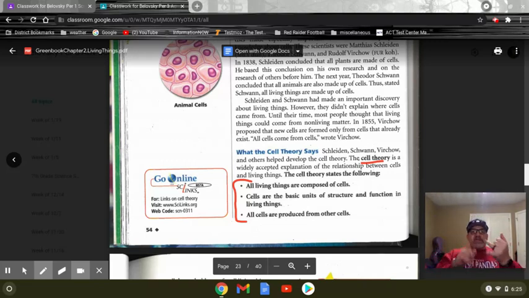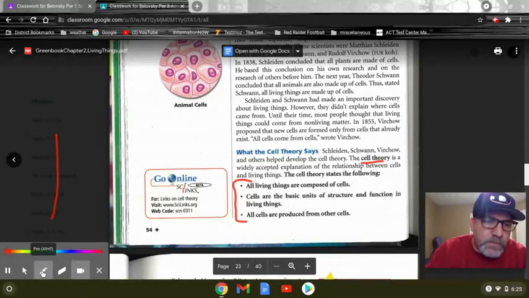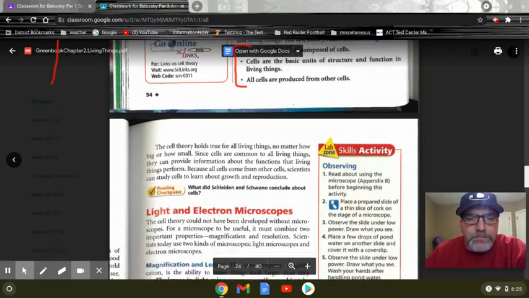Okay, so Schleiden, Schwann, and Foucault, their information helped to create what we call today the cell theory. And the cell theory basically states every living thing is made of cells. Cells carry on the function and make the structure of a being, and cells make cells. Cells just don't come out of nowhere. Cells create themselves. Okay, let's move to the next page here.